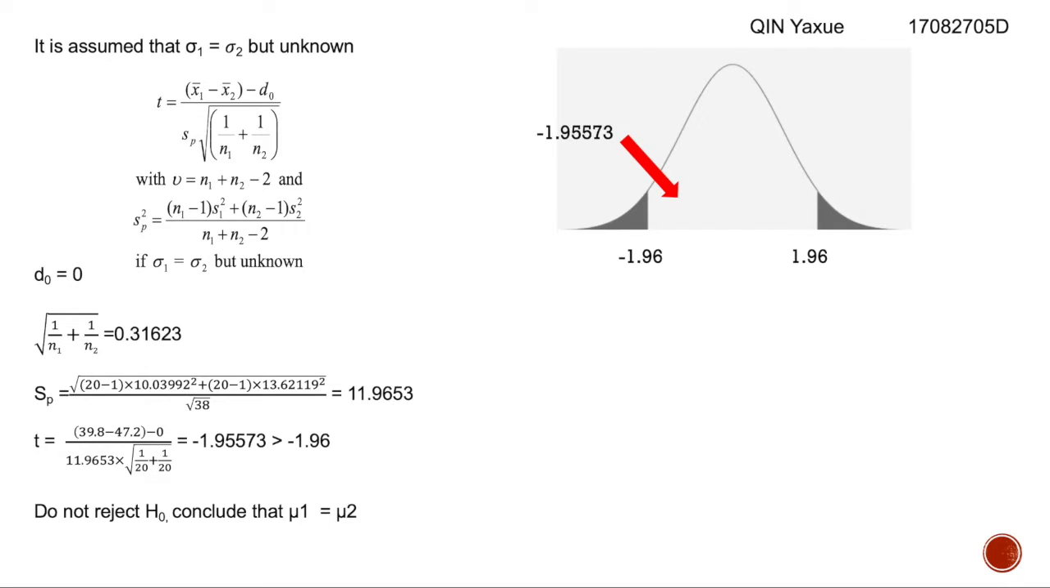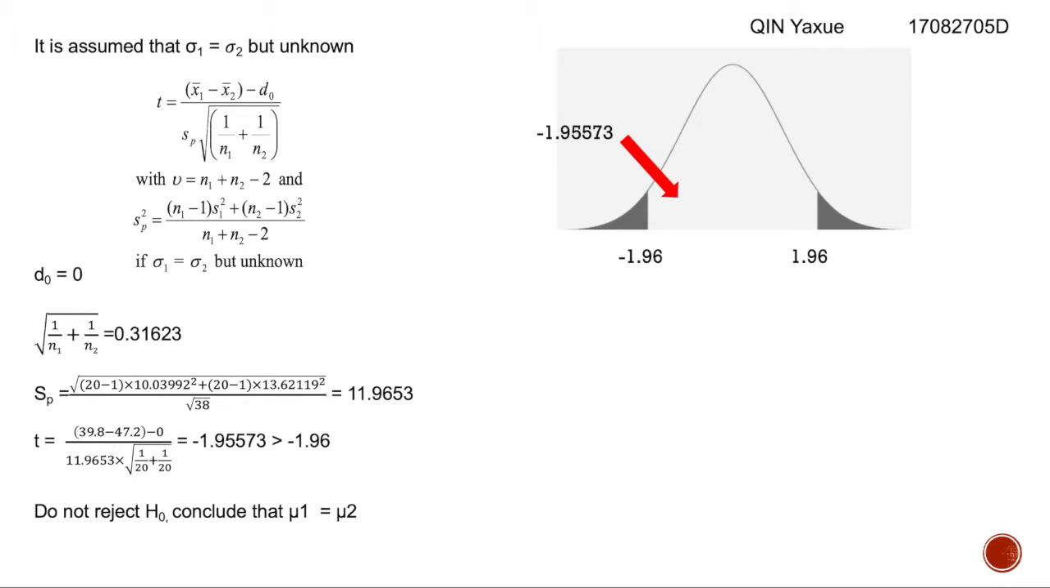We assume that sigma 1 is equal to sigma 2, but we don't know the value of them, so we can use this formula. We know that T0 is equal to 0. We know the means of buyers and non-buyers, and the sample sizes and the sample standard deviations. So we can calculate Sp and get 11.9653, and then we calculate t and get the t value, which is negative 1.95573.